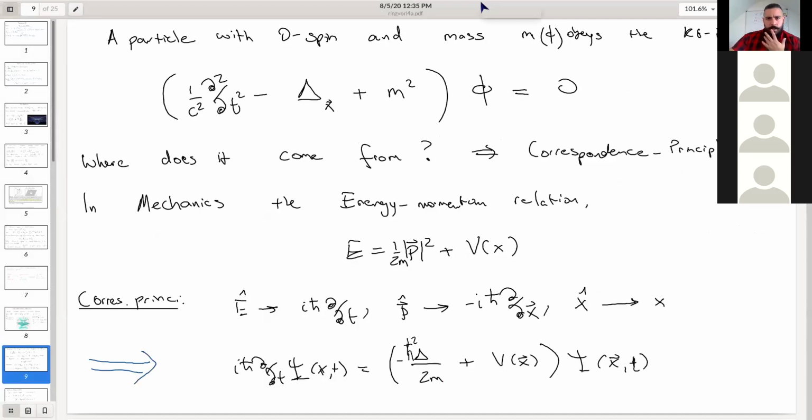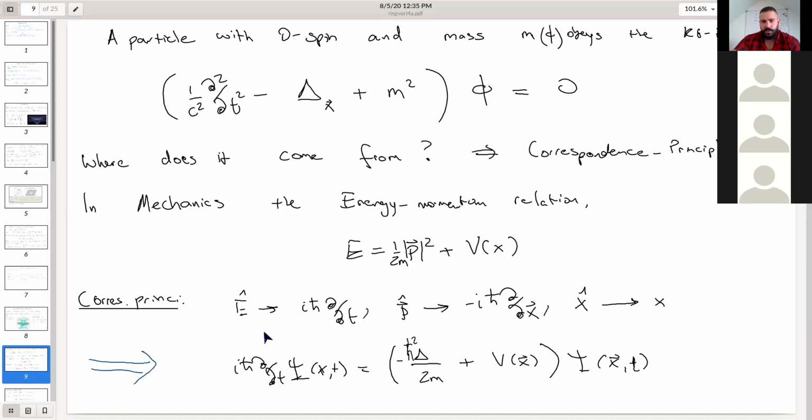Good. Now, a particle with 0 spin and mass m, we call this particle, or the quantum field describing this particle, phi, obeys the so-called Klein-Gordon equation. The Klein-Gordon equation is 1 over c squared d squared dt squared minus the Laplacian plus m squared, acting on phi, equal to 0. Why this equation? Where does it come from? For that, the answer is the correspondence principle. So in mechanics, the energy momentum relation is E equal to 1 over 2m p squared plus V.